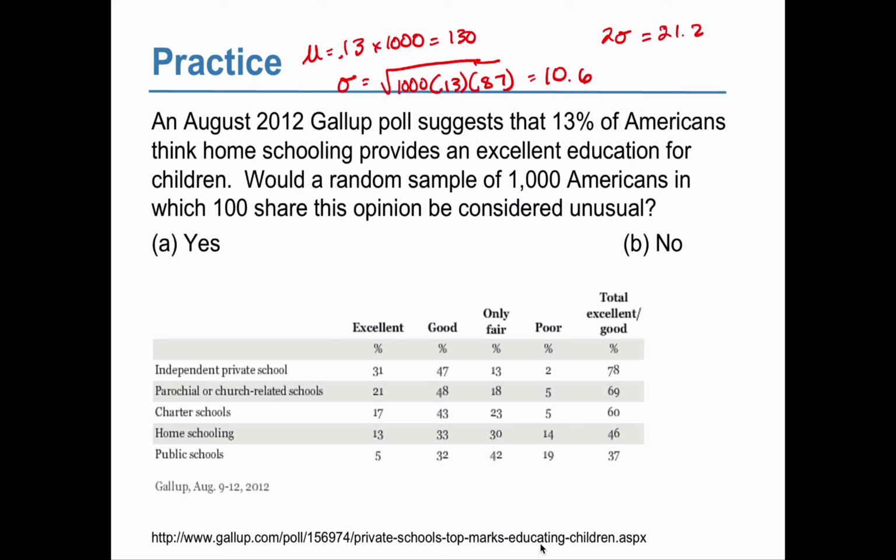So 21.2 above the mean would be 151.2, and 21.2 below the mean would be 108.8. So anything outside of this range would be unusual. 100 is outside of the range, that would be unusual. That would be unusually low.